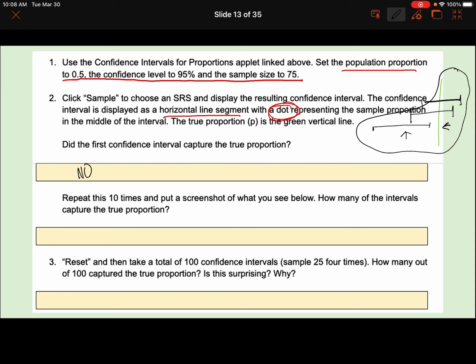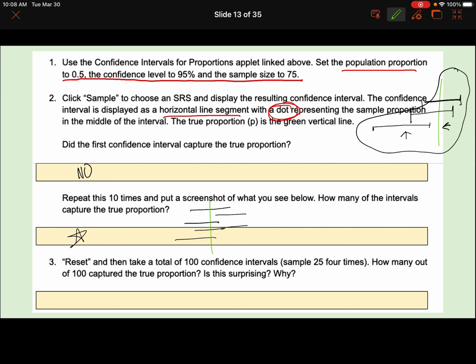Repeat this 10 times and put a screenshot of what you see right here. And then I want you to tell me how many of your intervals capture the true proportion. So what this will look like is it'll be like 10 horizontal lines in different places. Most of them, if not all, will go through that green vertical line. You're just counting how many of your horizontal bars actually go through it.